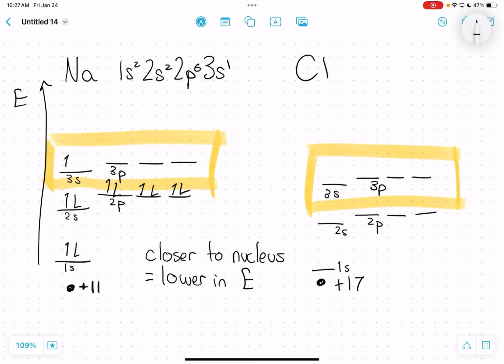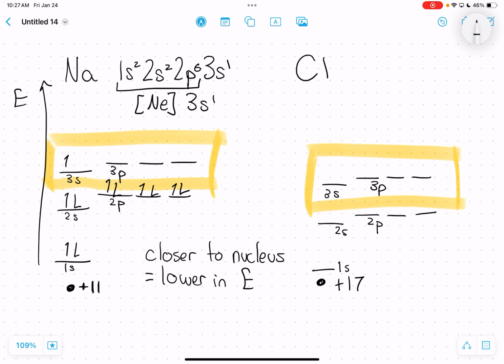There's also even a shorter way to represent that, the abbreviated electron configuration, in which I go to the noble gas that is one row lower in energy, the N equals 2 in this instance. And instead of writing 1s2, 2s2, 2p6, which is the electron configuration for neon, I just write neon in brackets. And then I finish off with 3s1.